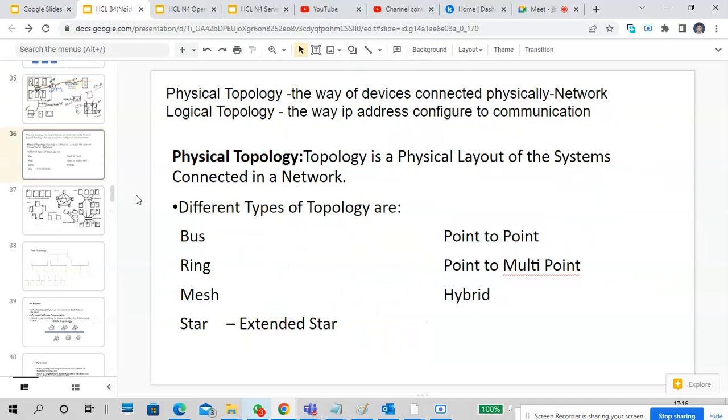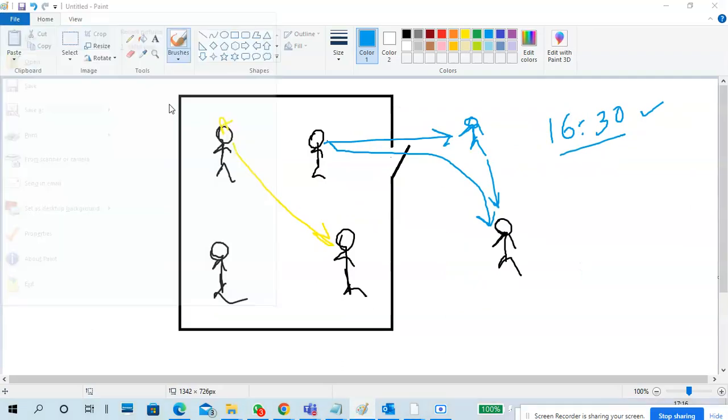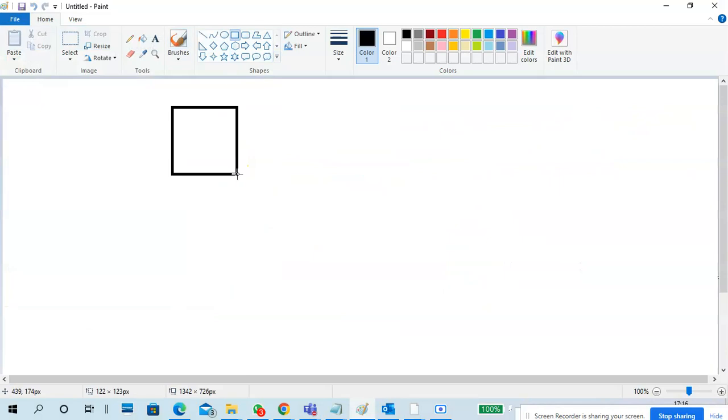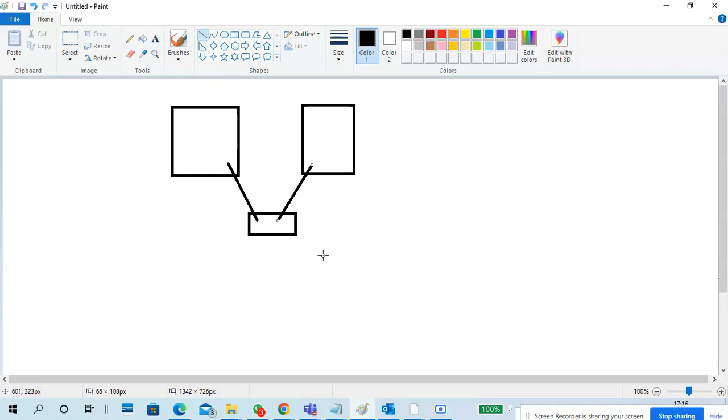That is physical topologies. What is a physical topology? The way devices are connected physically. I have two computers. I take one wire and I connect the two devices, right? So there are lots of possibilities. I have a computer and I have a computer. I take a wire and connect them. This is one way of connectivity. Or maybe I take a hub or a switch and connect like this. This is another way of connectivity.